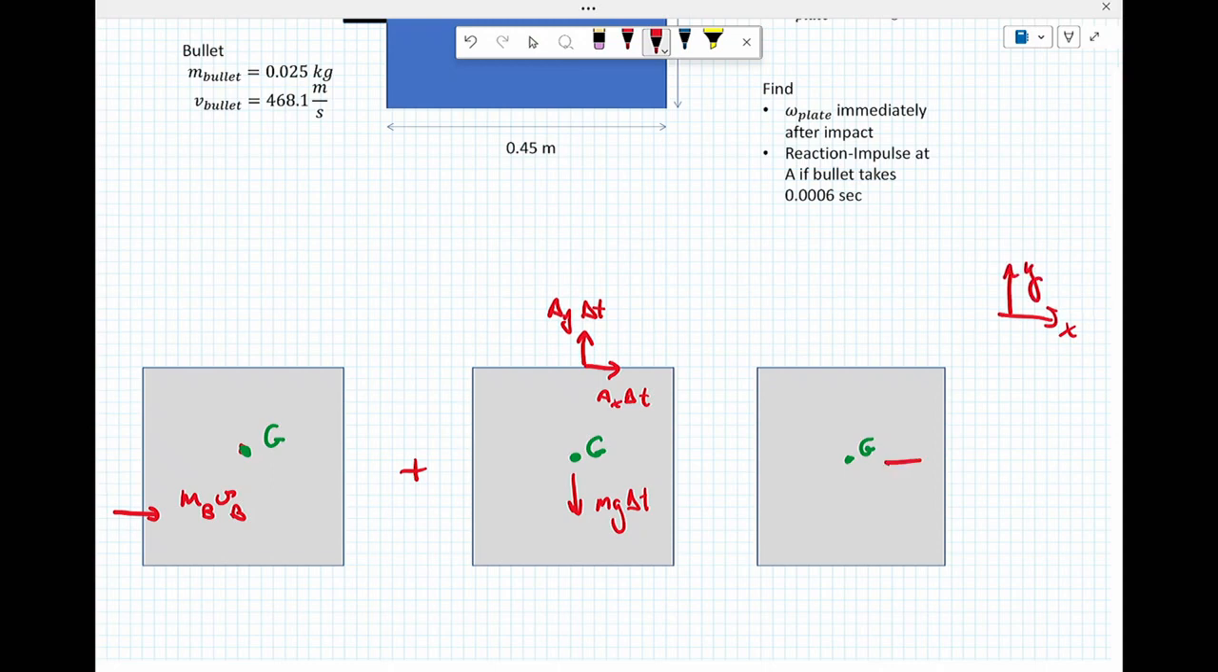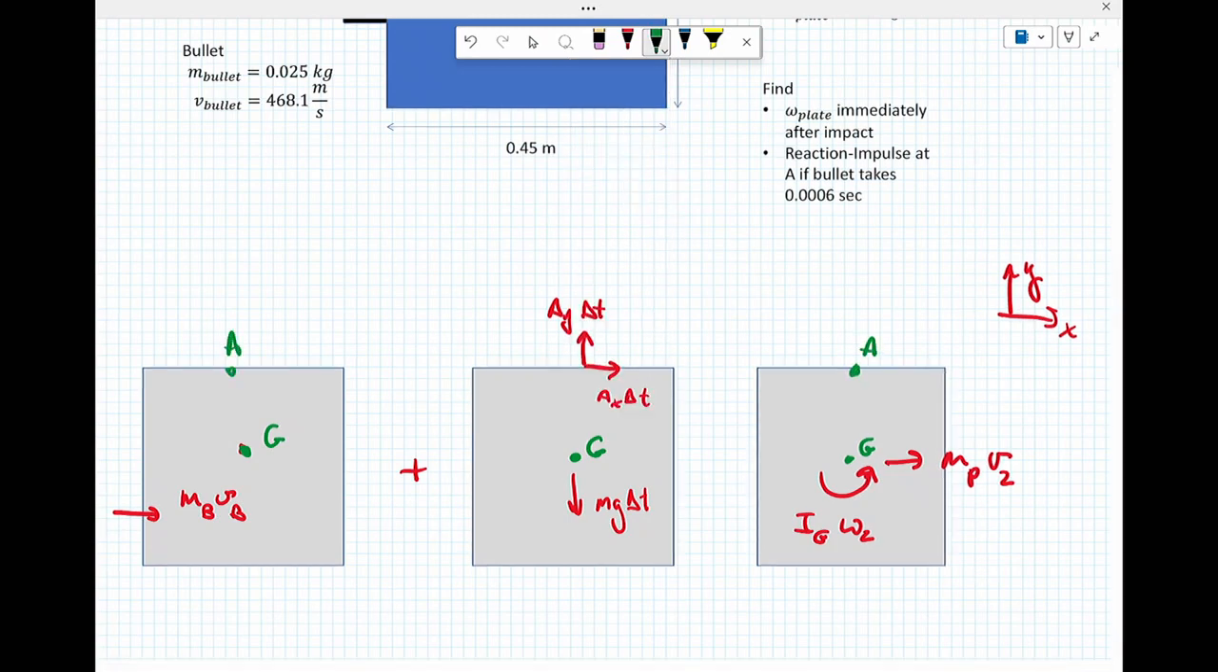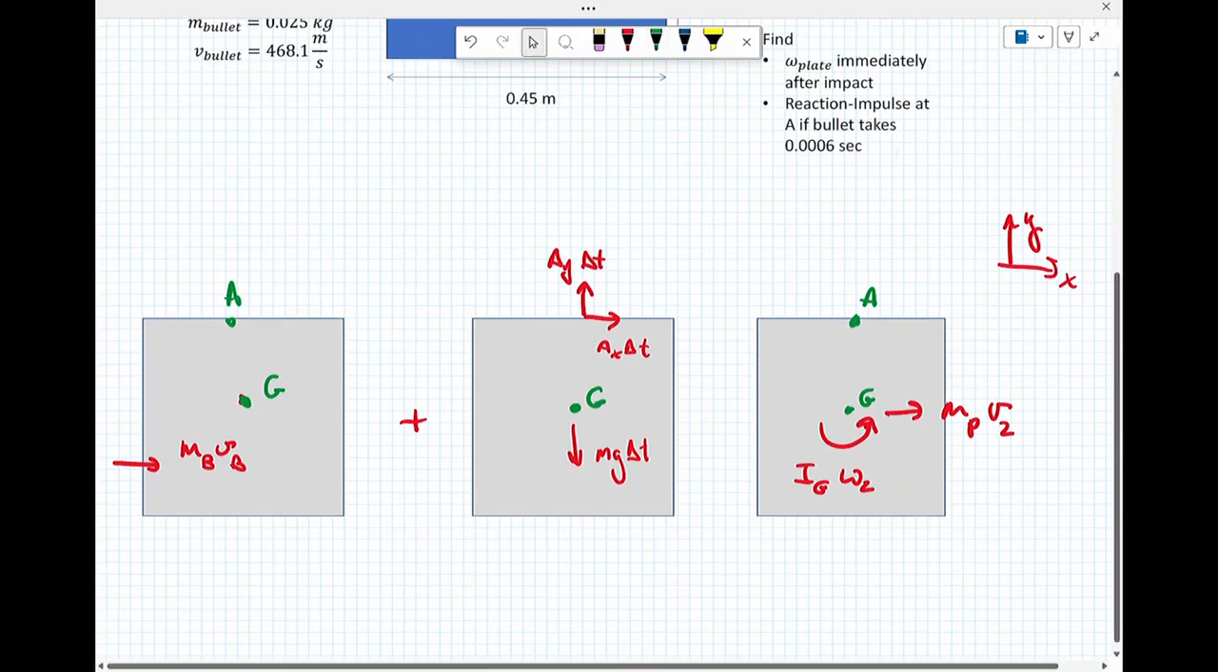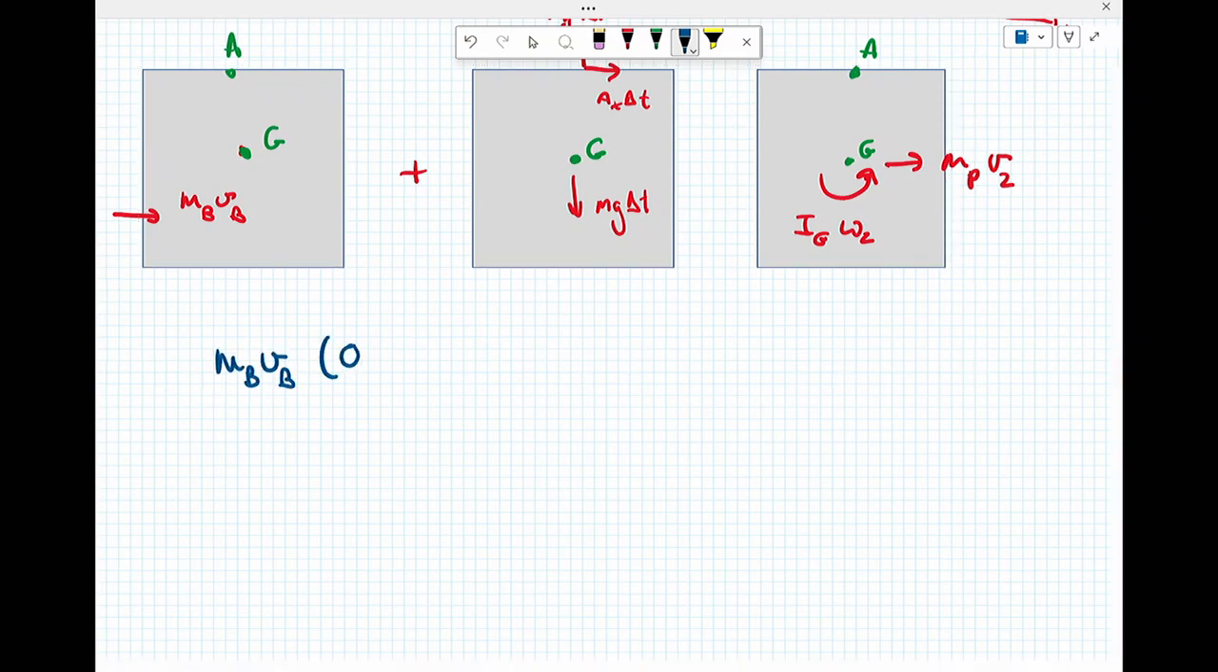And at the very end, you have mass of the plate V2 and IG omega 2. And again, for consistency, I have A. So I have the pinpoint, I have the center of mass, and I have the bullet. They've all sort of impacted against this, and I can start with mass of the bullet, velocity of the bullet, times 0.35 meters, because that's where it impacts.